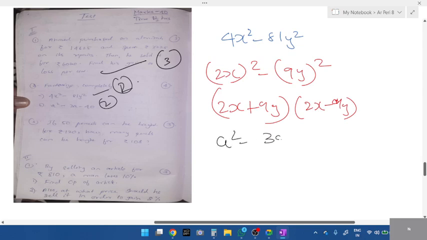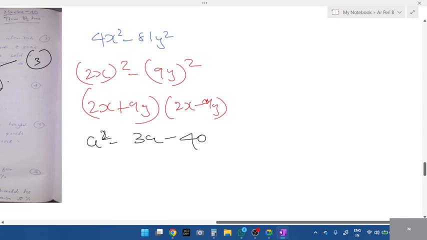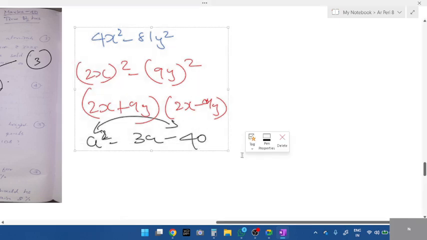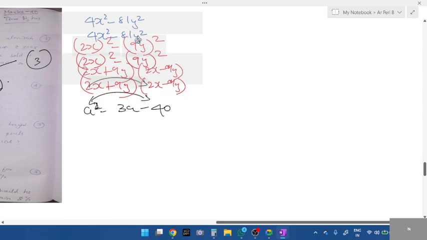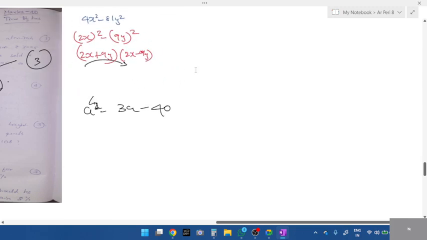Look at the next one: a square minus 3a minus 40. If there are three terms, how do you solve this question? Not grouping. Sum and product method, right? You can't group into two, students. There are only three terms. How can you group into two? Sum and product. Sum is the middle term. Sum is equal to minus 3a.